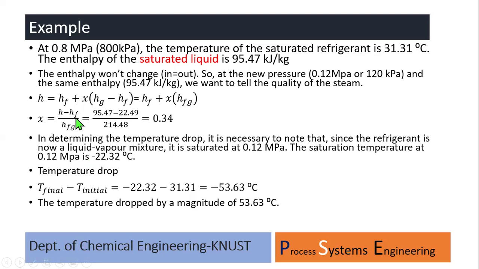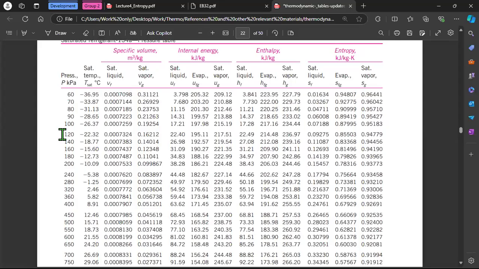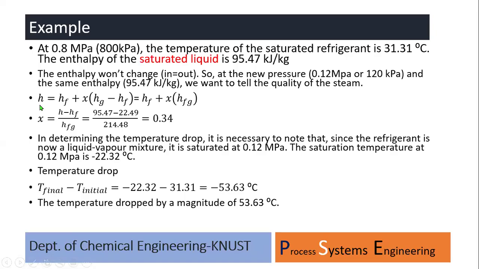So if we should come to our thermodynamic table, the refrigerant table, we are looking at 120 kilopascal. So that's this row here, right? And we can easily pick the hf value, and we can easily pick the hfg value as well, right? So if we just pick those values and we put it into our expression over here and make x the subject, we can easily determine the quality. And the question also told us that we should determine the temperature drop.